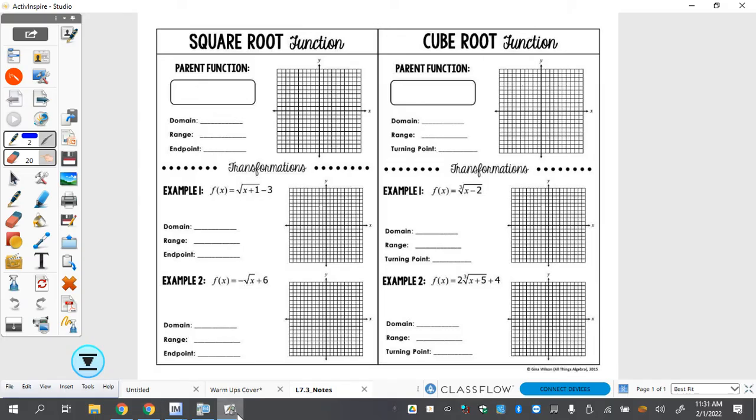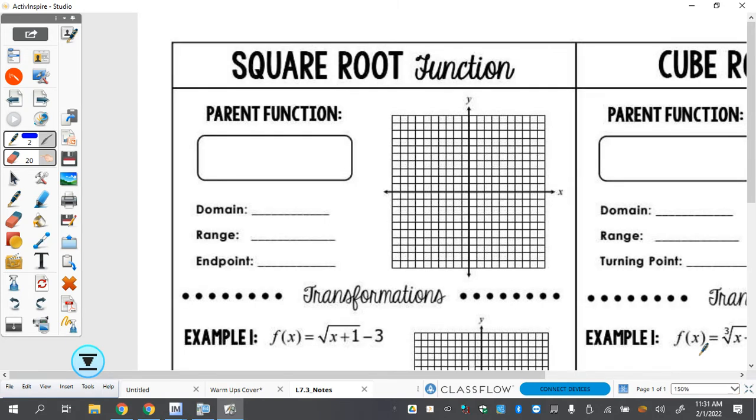All right, so take a look at this. We did do these functions before. We're looking at the graph, so we're just reviewing it a little bit again. Our two radical graphs are the square root and the cube root. If you do not have your calculator, get that handy.